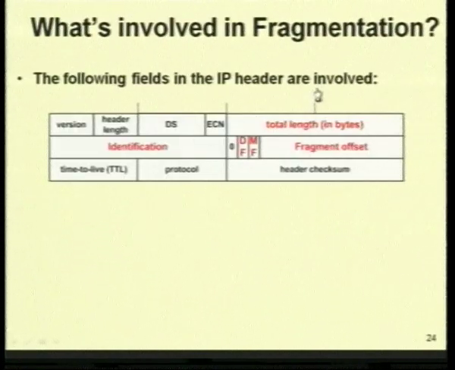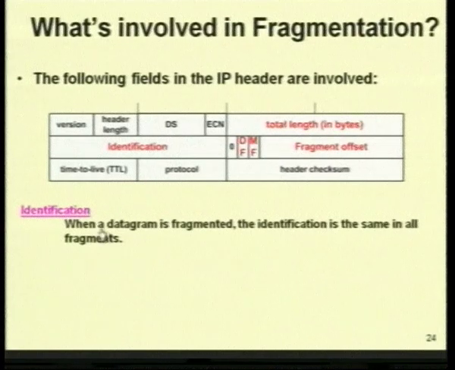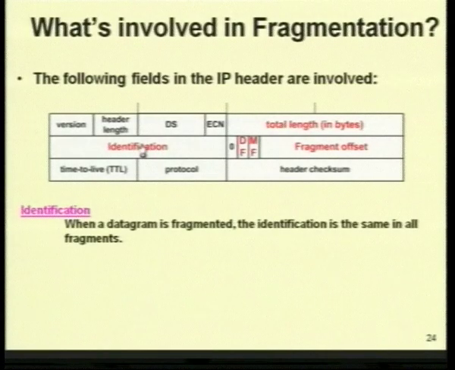So what is actually involved in fragmentation? The fields which help in IP fragmentation are these fields which are marked in red over here: the total length field, the identification field, the two flags, the don't fragment bit and the more fragments bit, and a fragment offset field. The identification field, which is something like a sequence number, is the same for all the fragments. So when a datagram is fragmented, the identification is the same in all fragments. This field serves to identify that these different fragments belong to the same original packet. So that is important information.